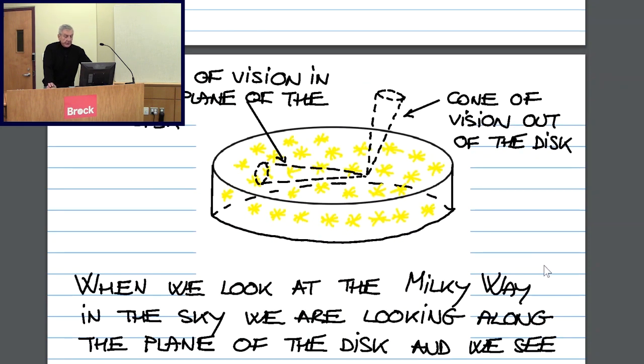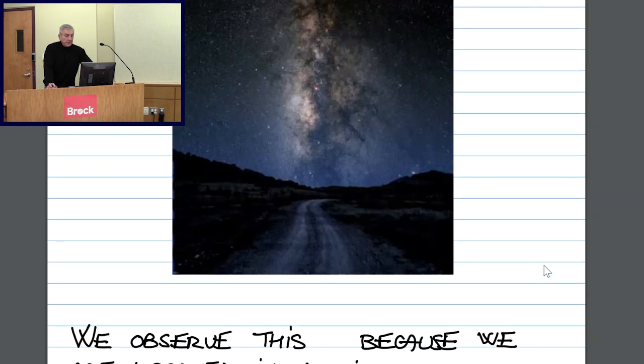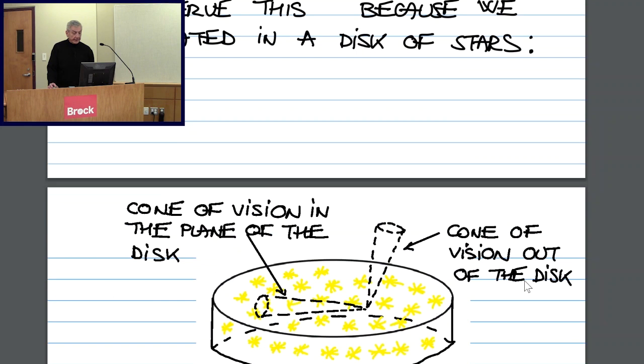If we have a disk-shaped region filled with stars, then if we look along the plane of the disk, we see many more stars than if we look out of the plane. So when you observe the Milky Way, when you're looking right in the direction of this diffuse band of light, you're looking in the plane of the disk of stars. When you look away from this band, you're looking out of the plane. And hence, if you look along the plane of the disk, you see more stars than if you look in the direction out of the plane.